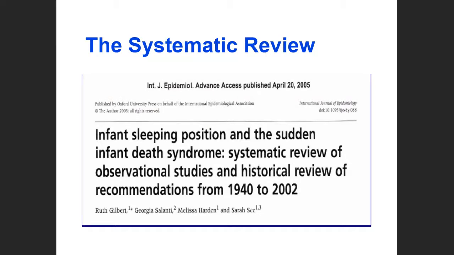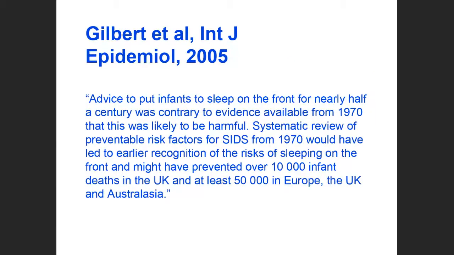Now, this paper was an attempt to summarize the evidence that existed and was accumulated between the years 1940 to 2002, so including the time that that book was published, on infant sleeping position. And this historical review found that this advice that had been given could have been shown to have been harmful from at least 1970 onwards. And had this been publicized rather than the paperback book continued to be published, then this could have prevented over 10,000 infant deaths in the UK and at least 50,000 in the other parts of the world that would have been influenced by this book.